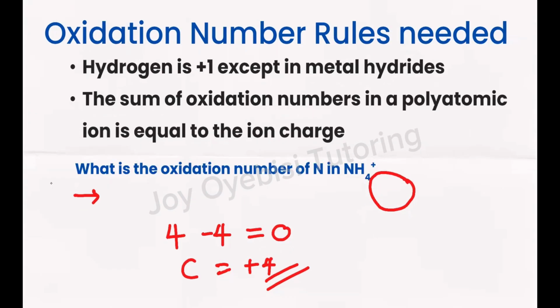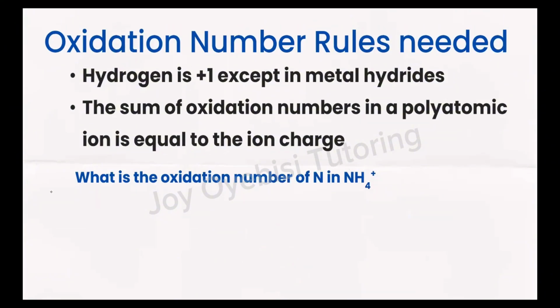Next, we have, what is the oxidation number of N in ammonium ion? Again, we have a polyatomic ion. Now, the rules we need is that hydrogen is +1 except in metal hydrides. Now, NH4 is not a metal hydride, so it's going to be +1. And we also saw before that the sum of oxidation numbers in a polyatomic ion is equal to the ion charge. So everything here will be equal to +1 charge. The positive simply means +1. We usually don't show the 1.